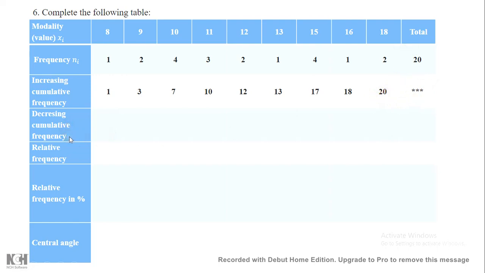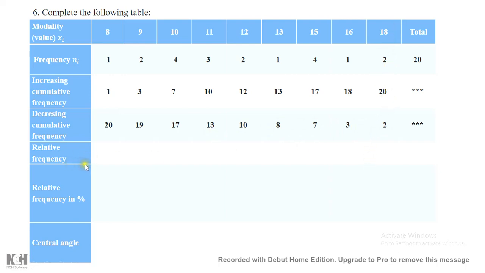Decreasing cumulative frequency. To complete the table of DCF, or decreasing cumulative frequency, we start with the total, which is 20. After that, we simply subtract. 20 minus 1, which is 19. 19 minus 2, which is 17. 17 minus 4, which is 13, and so on, until we end with the same frequency as the last grade.